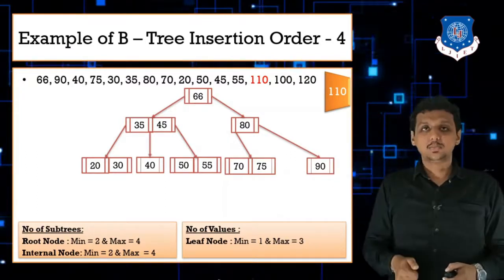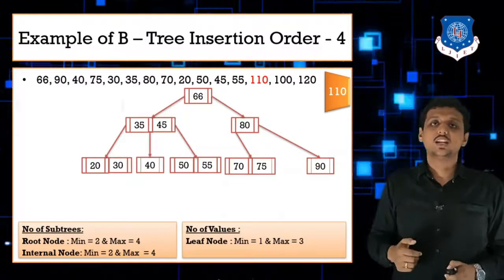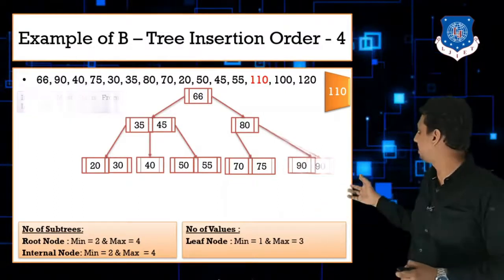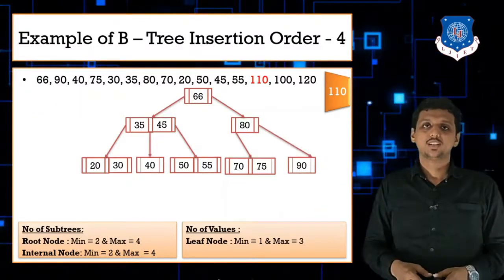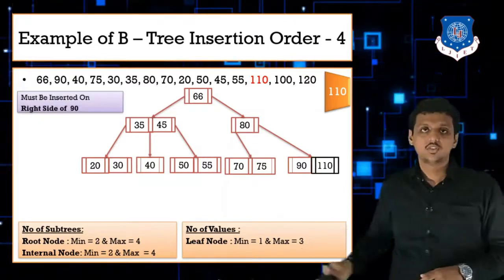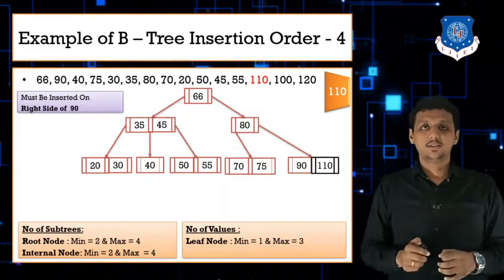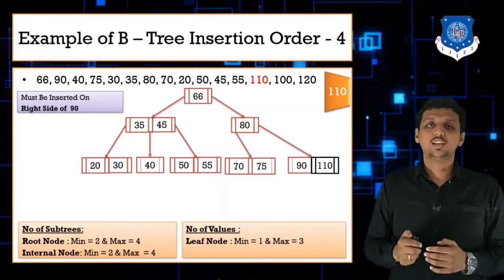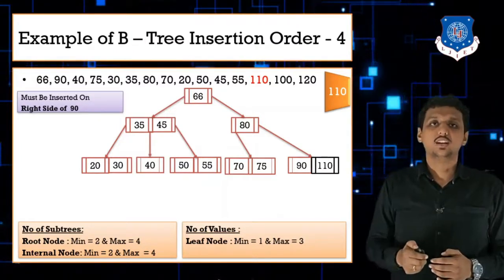Now, is there any space with 90? Yes. So we can easily insert 110 on the right side of the 90 like this. So now 110 is successfully inserted. Fine. Now let's move towards the next. Next we have 100 with us.